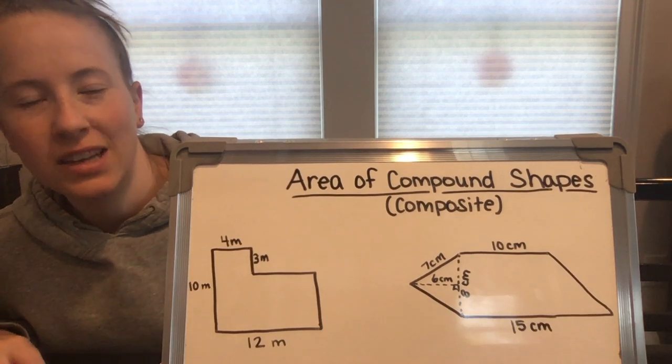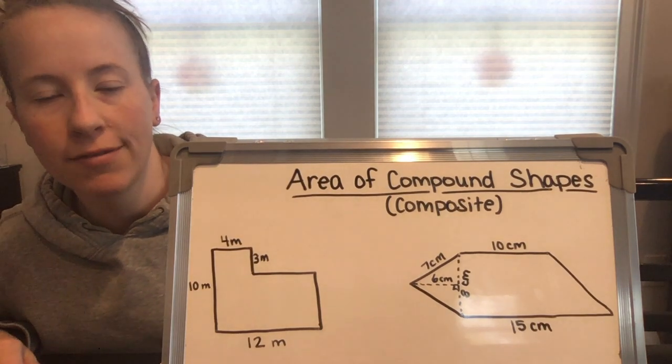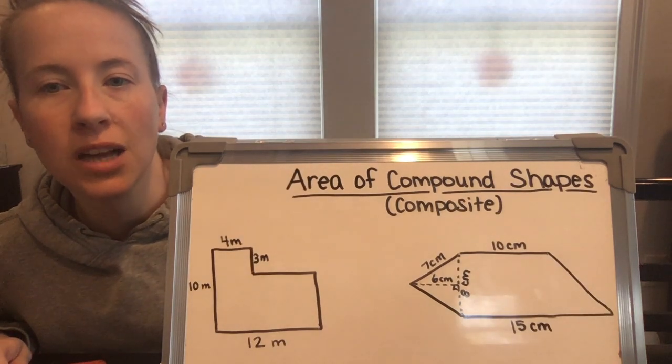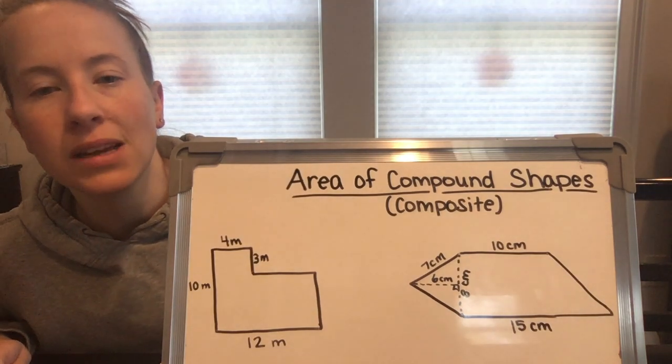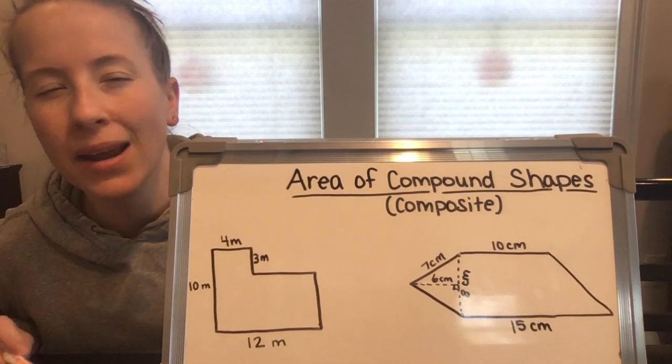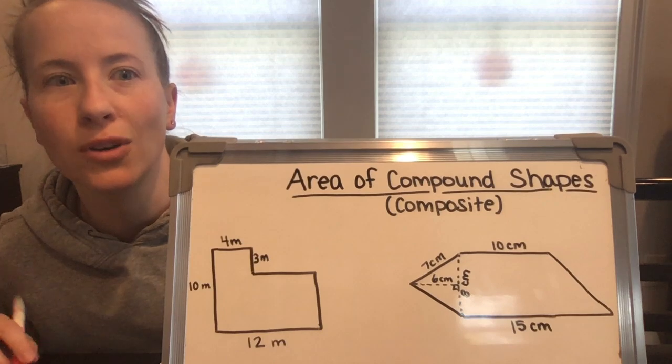Hello, math students. Today we are going to look at finding the area of compound shapes. You might also hear these called composite shapes. This just means that these are complicated or complex shapes that are made up from a bunch of different shapes that we do know how to find the area.